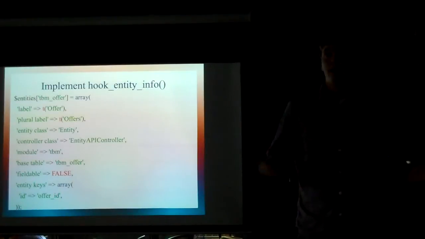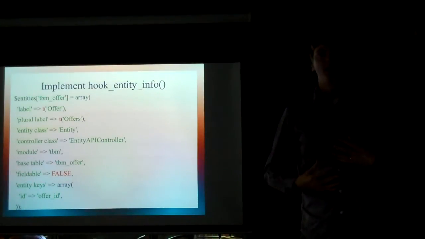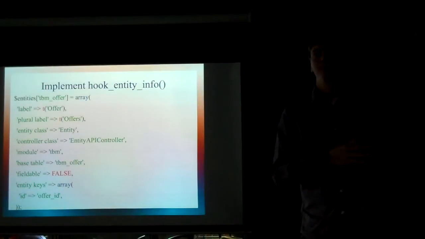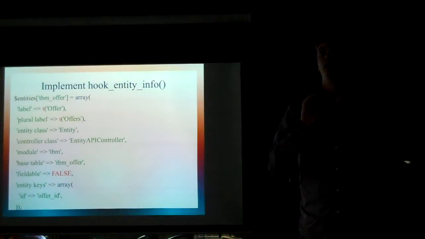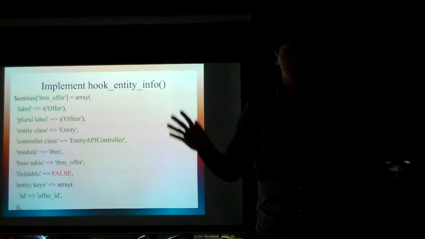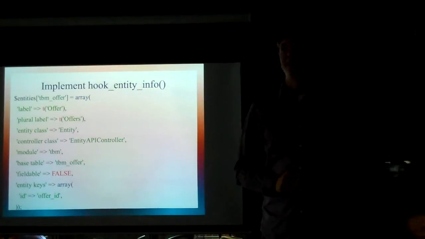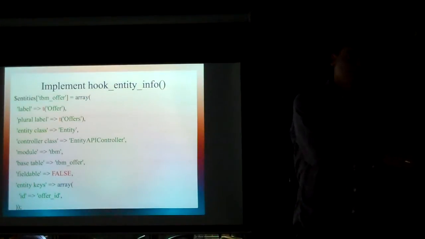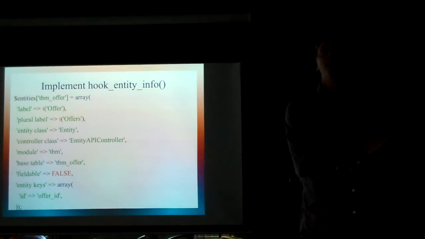So that's if it's fieldable. So for offers, I have absolutely no interest in adding fields to my offers. All the information I care about offers, I defined in hook schema. It's going to be part of the base table for that entity type. So we're going to be good there. And then entity keys. This is where you define a bunch of other information about certain columns in the database table you've defined that represent something special in entity land. So the most important one is the ID. Every entity must have an ID. And so here we defined offer ID as the column in hook schema, where it's going to uniquely identify our offer entities.